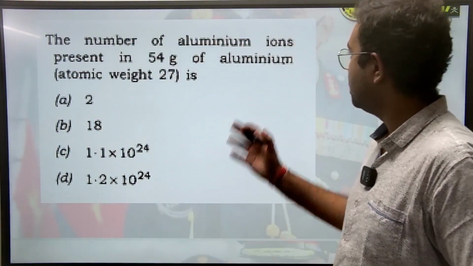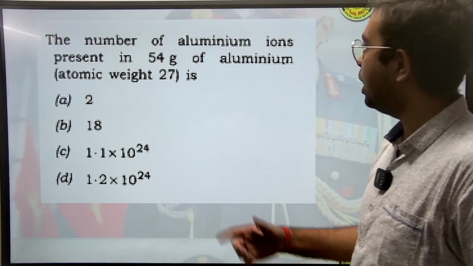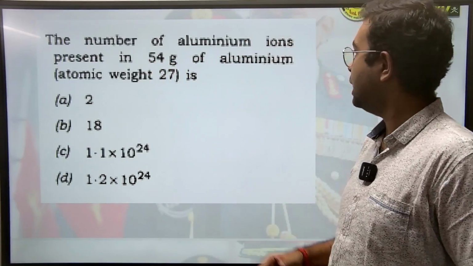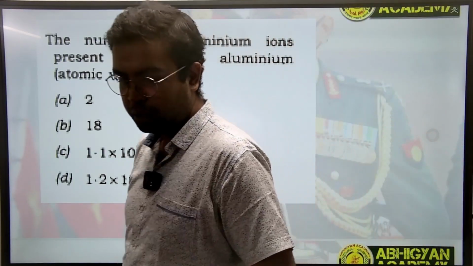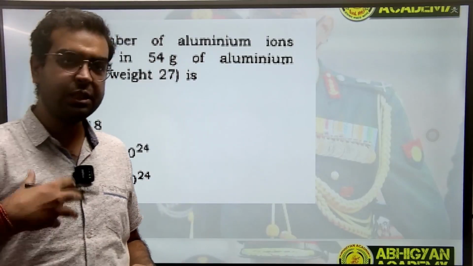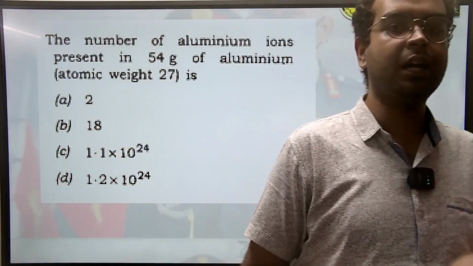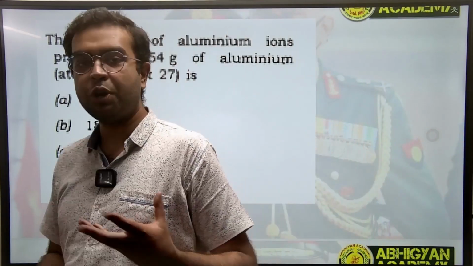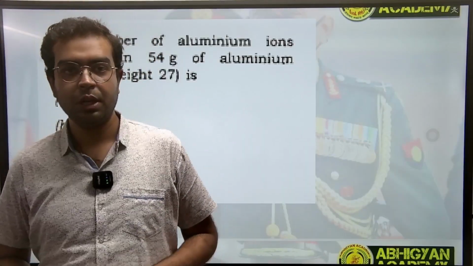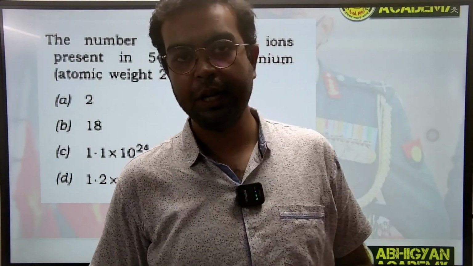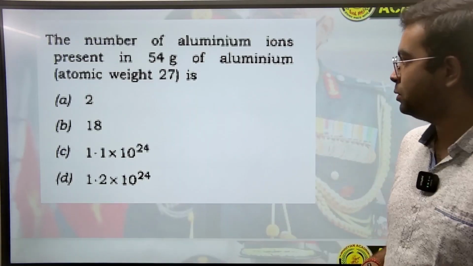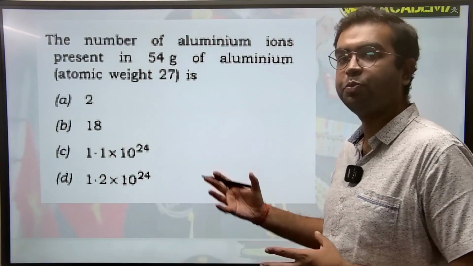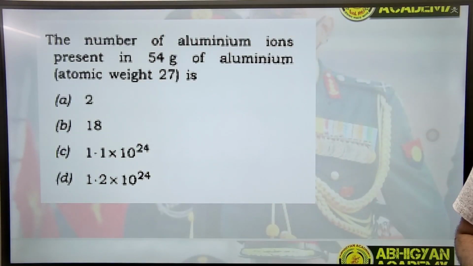Now, look at the next question here. What is the number of aluminium ions present in 54 grams of aluminium? Here they have given you the mass and asked you to find the number of particles. Now think of the concept here. What is the formula for the number of particles? Avogadro's number into number of moles. Avogadro's number we all know, 6.022 into 10 to the power 23. We need the number of moles now. So how do we find out the moles?